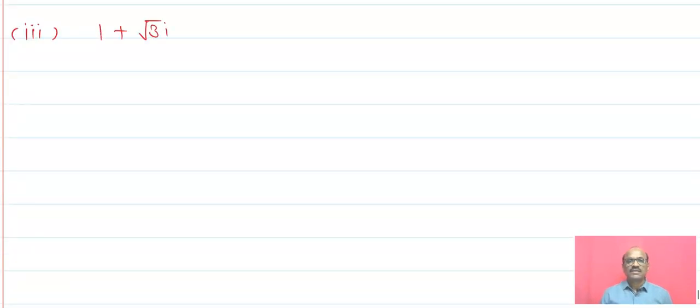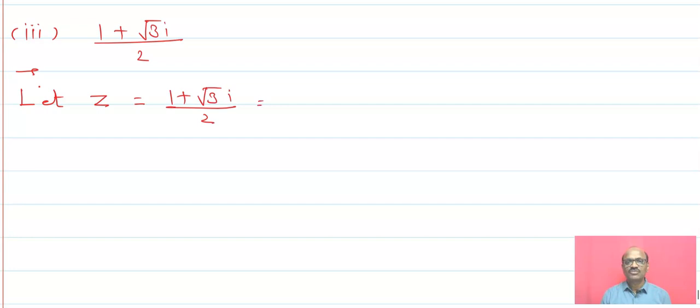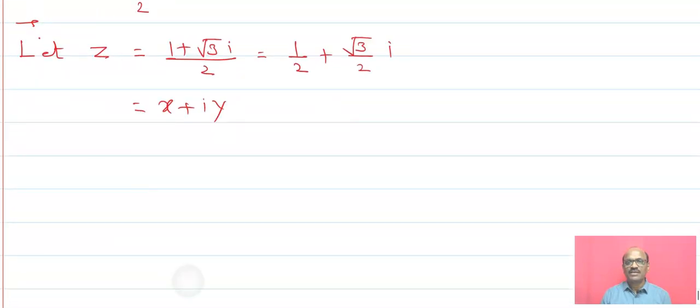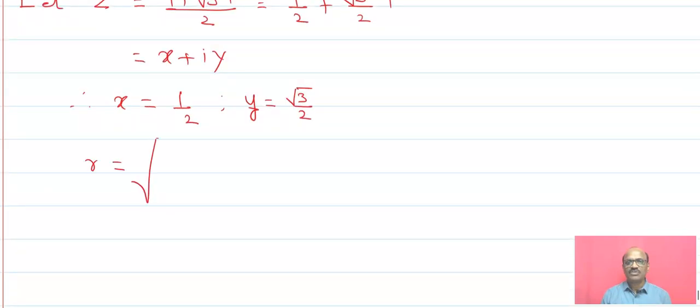Third one. Now number 3. Z is equals to 1 plus root 3i upon 2. That is equals to 1 upon 2 plus root 3 upon 2 i. Z is equals to x plus iy. X is equals to 1 upon 2. Y is equals to root 3 upon 2.